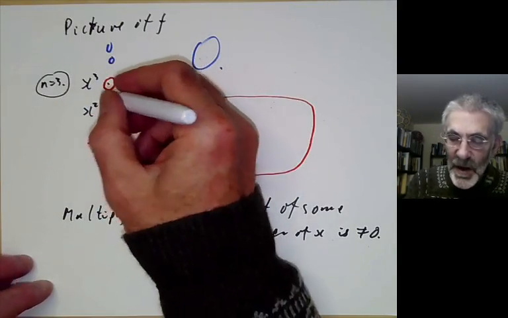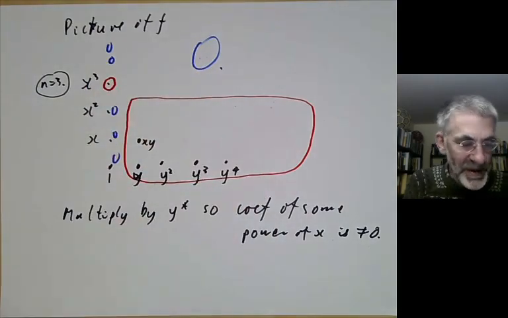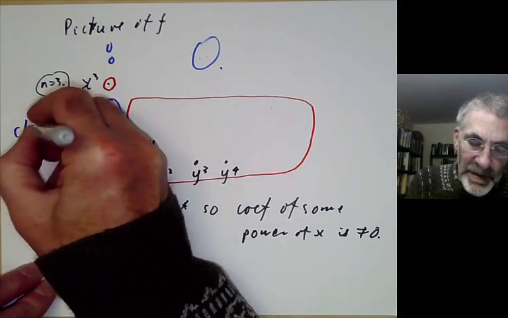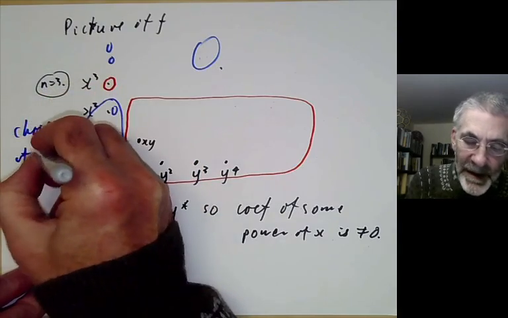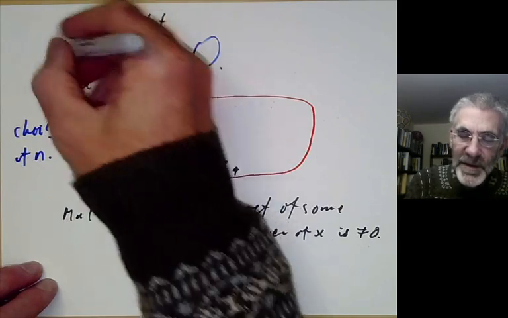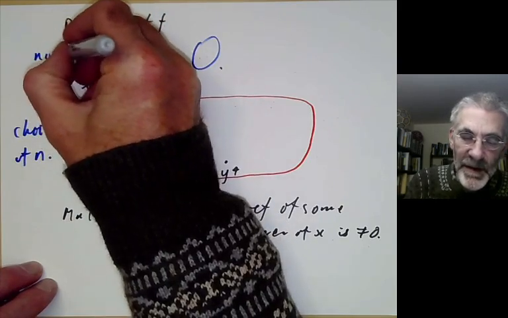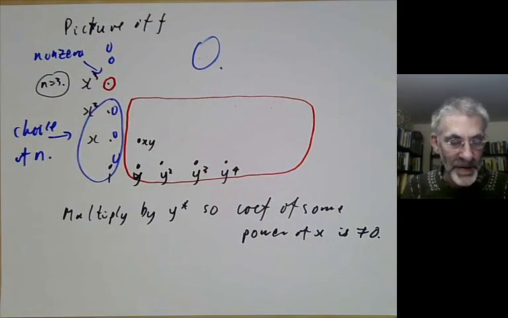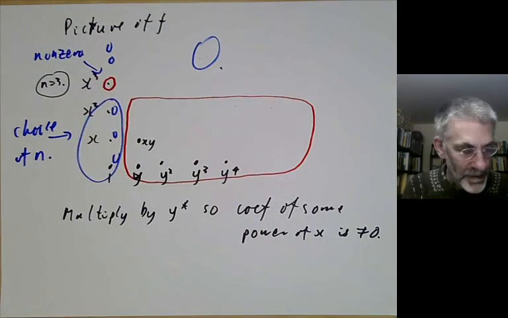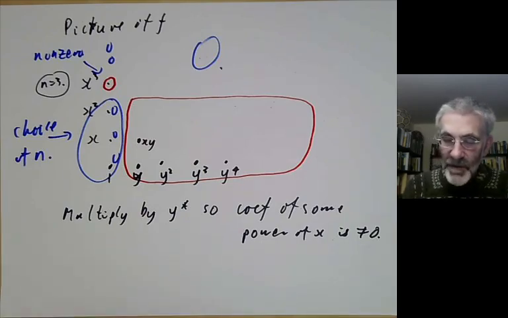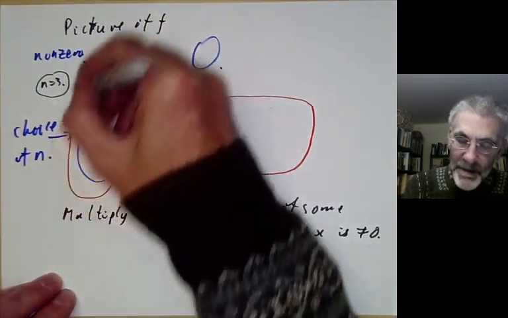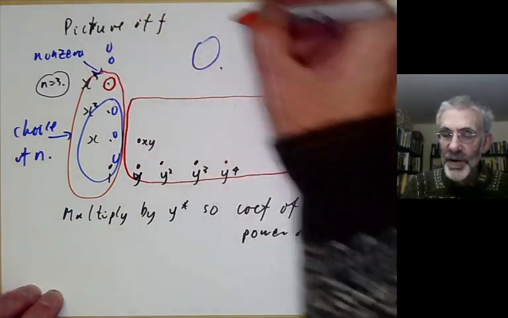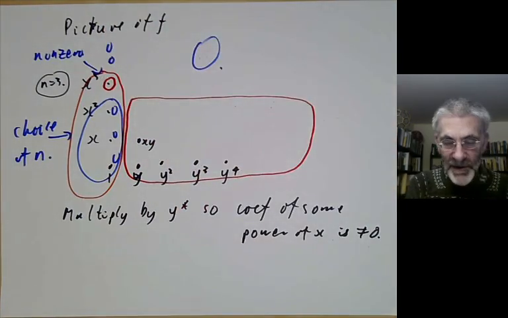So these coefficients here are all going to be 0 by the choice of n, and this coefficient here is going to be non-zero, and we can find at least one non-zero coefficient because we're assuming that f was not identically 0. So far we've managed to get this bit right. And now we've got to somehow kill off all these polynomials in blue. So let's see how to do that.